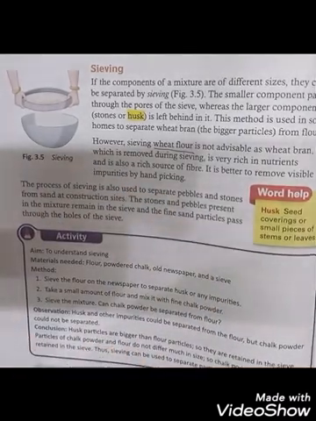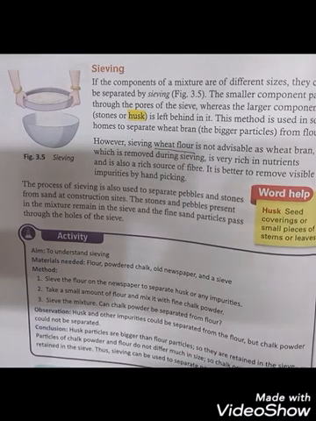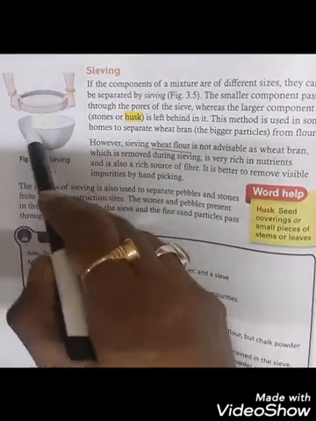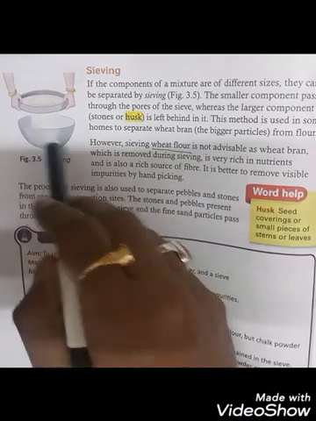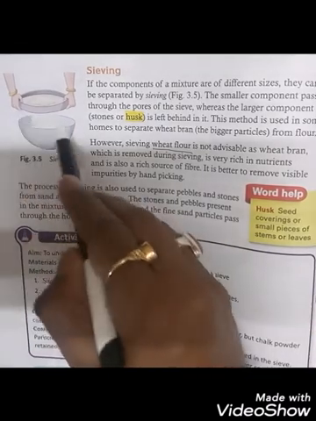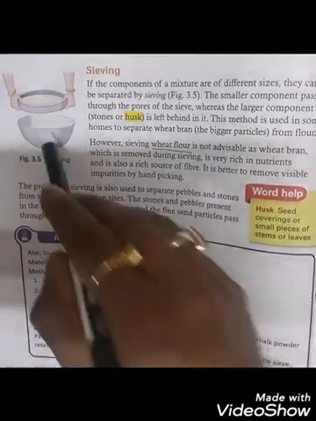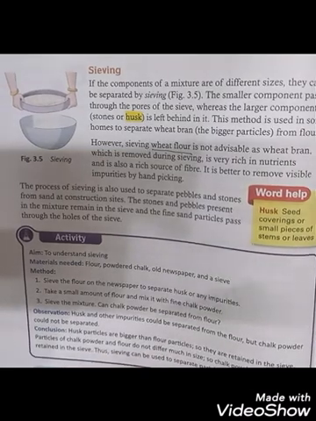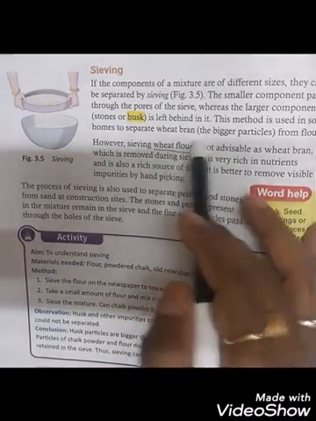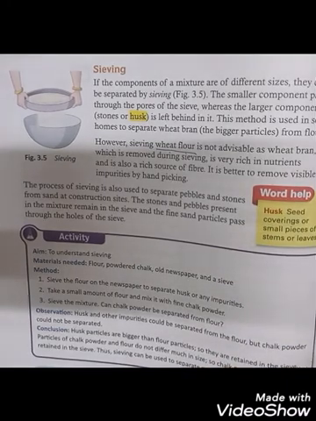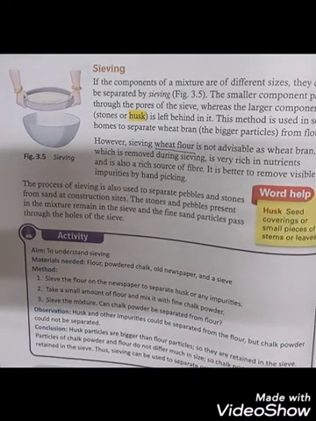So maybe the stone or something extra, the shafts or husks can be present, and so they can be collected here, and the clear, the pure one that we need for our future use will be collected in the bowl which is placed here. This method is called sieving. So we can use this method at home to separate the bran from the flour. Bran means the slightly bigger particles that are present in the flour.